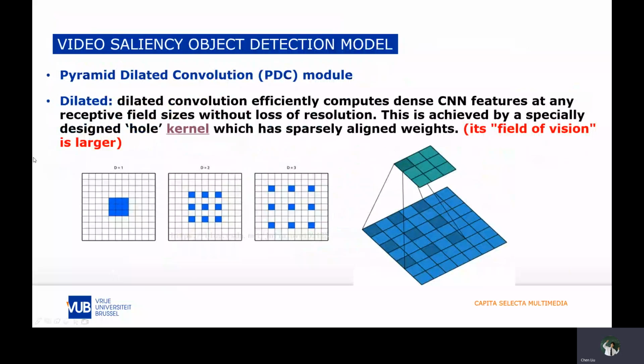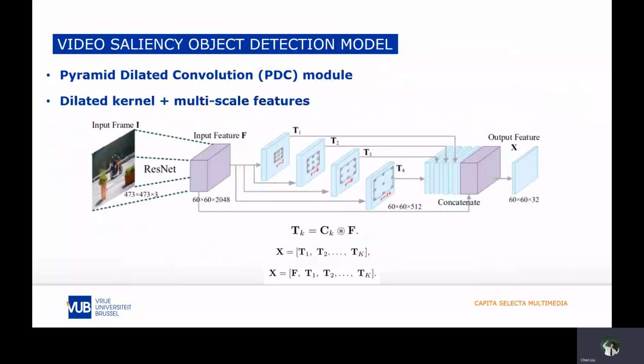So you can see this is the kernel. This is no hole. This is one hole. This is two holes. So we can see the larger vision.